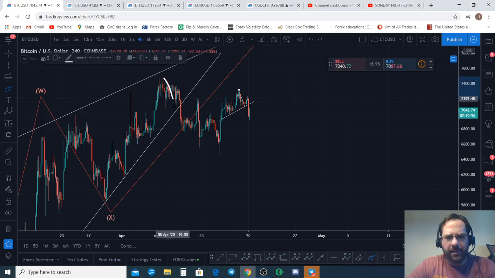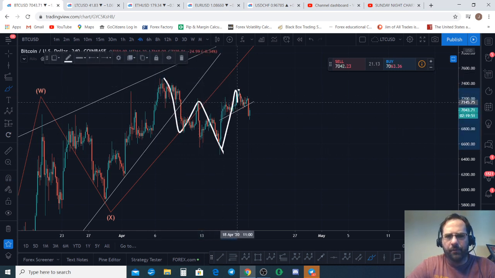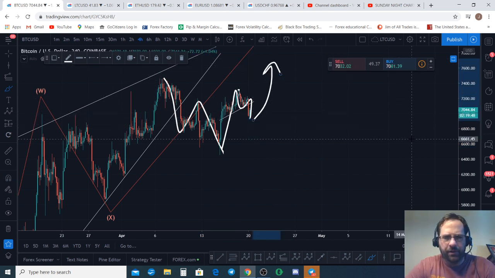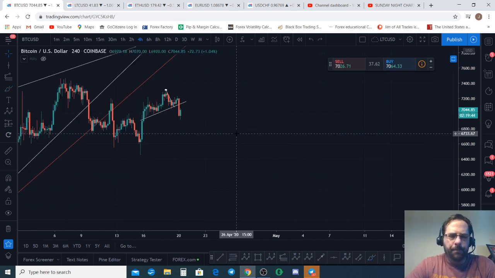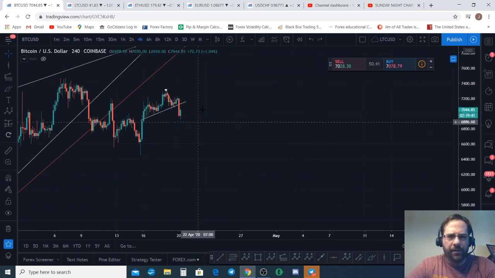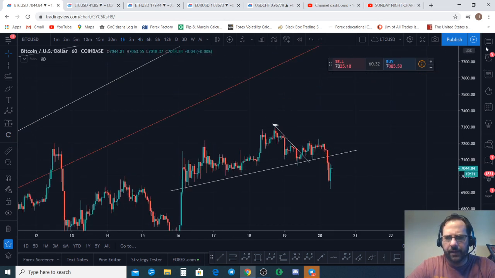The other option is that we have a finished WXY here, and that this is an impulse wave with a three-wave pullback here, and we might be having some continuation coming. So let's just take a peek here. What we're going to do is take a peek at this wave and do some micro analysis on that today, and see if we can get any kind of inclination for where price can be going. Okay, so let's look at that quickly.